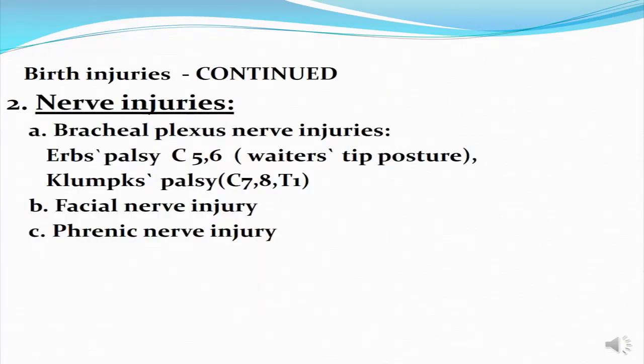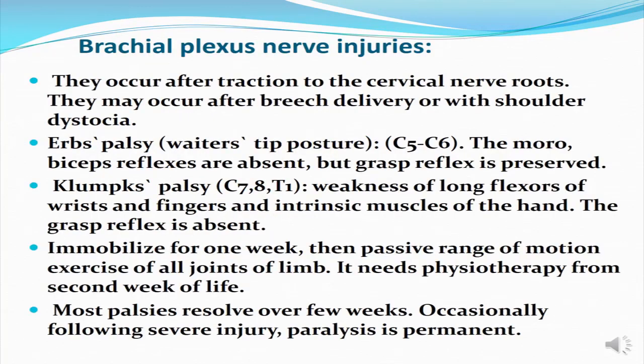The other type of injury, other than soft tissue injuries, is nerve injuries. We have brachial plexus injury, which could be upper or lower. The upper part involves C5, C6, called waiter's tip posture, and the lower part of the brachial plexus involves C7, C8 and T1. And we have also facial nerve injuries and phrenic nerve injury. The brachial plexus injury occurs due to traction on the cervical nerve roots. They may occur after breech delivery or with shoulder dystocia.